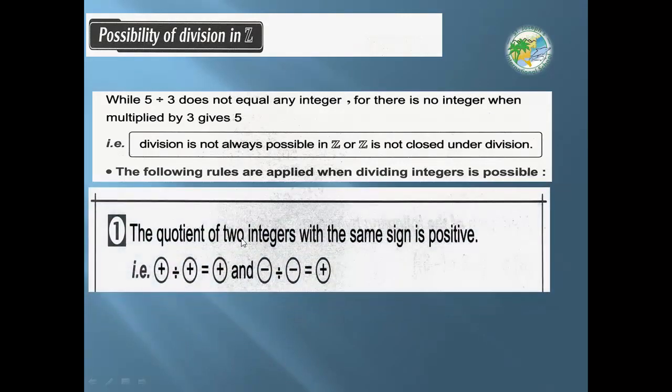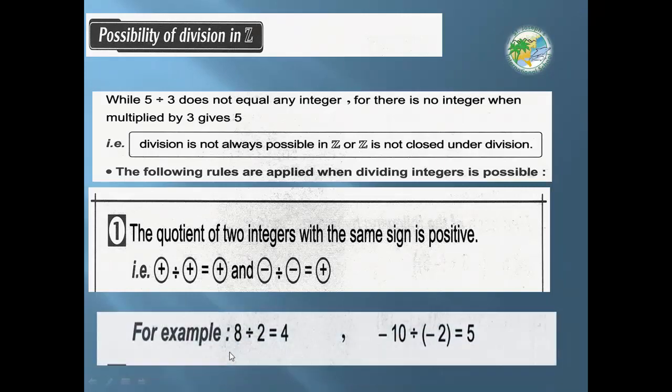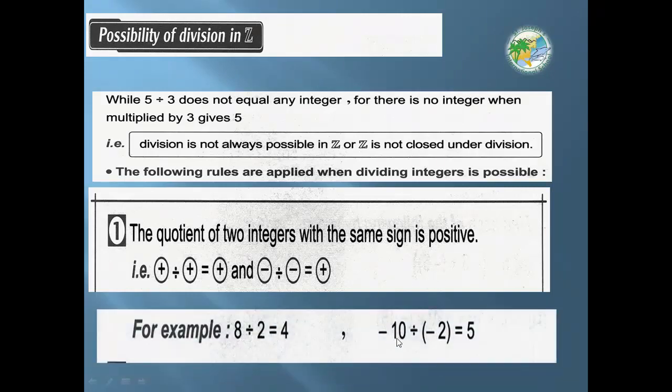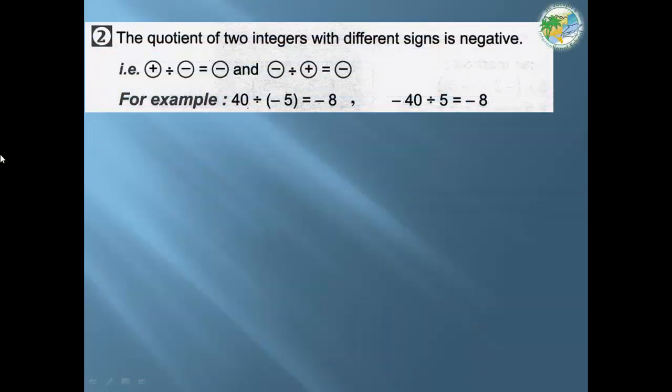The quotient of two integers with the same sign is positive, meaning positive divided by positive equals positive, and negative divided by negative equals positive. For example, 8 divided by 2 equals 4, and negative 10 divided by negative 2 equals 5. The quotient of two different signs is negative, meaning 40 divided by negative 5 equals negative 8, and negative 40 divided by 5 also equals negative 8. Why? Because they are different signs.